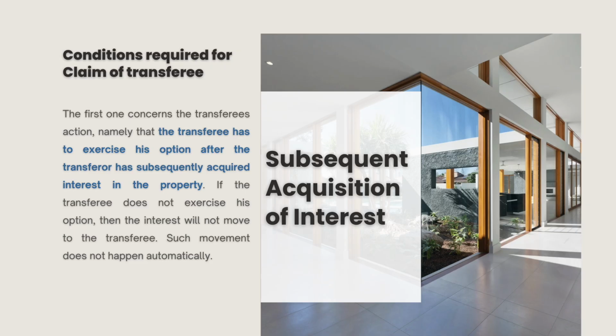As noticed earlier, for the claim of transferee to succeed, two clear conditions are required to be fulfilled. The first one concerns the transferee's action, namely that the transferee has to exercise his option after the transferor has subsequently acquired interest in the property. If the transferee does not exercise this option, then the interest will not move to the transferee. Such movement does not happen automatically.